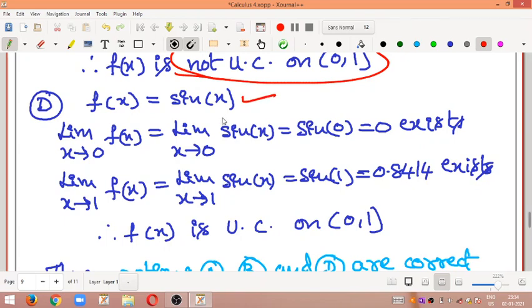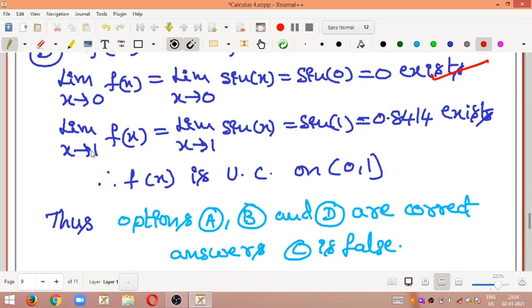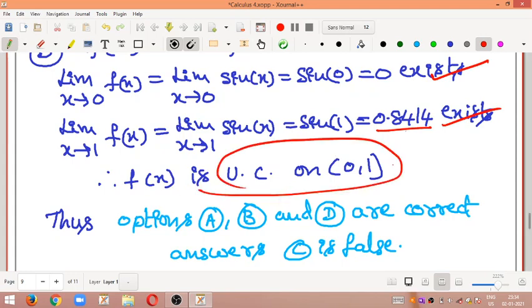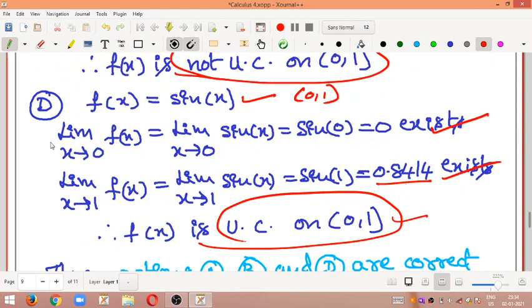Next, option D, f(x) = sin x. We all know that the trigonometric function is continuous on this interval, so we check the second step. The limit as x tends to 0 of sin x is sin 0, which is 0, existing and finite. Next, the limit as x tends to 1 of sin x: sin 1 is 0.8414. This value also exists and is finite. Here both exist and are finite, so the given function is uniformly continuous on the interval [0, 1]. So D is also a correct option.